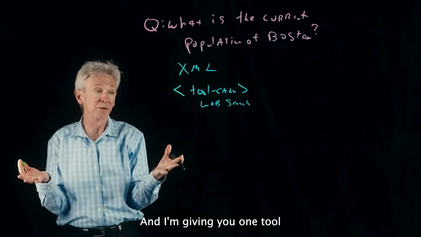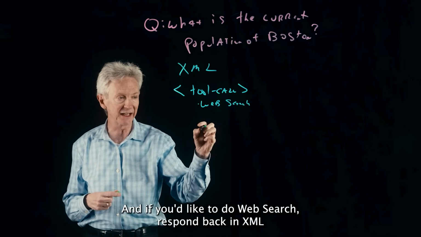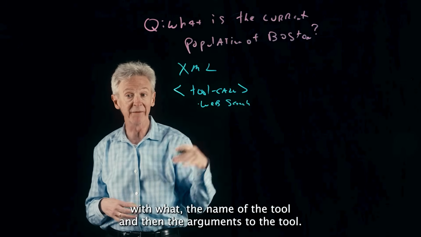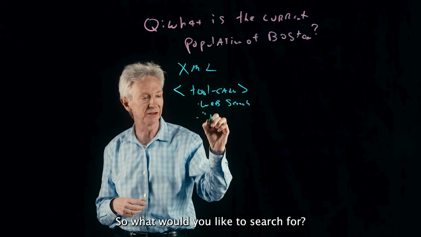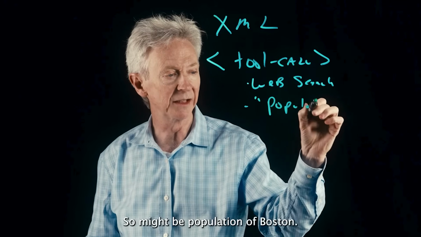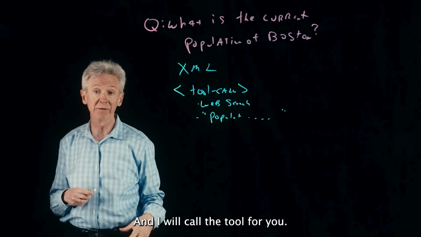And I'm giving you one tool in this case. It's called web search. And if you'd like to do a web search, respond back in XML with the name of the tool and then the arguments to the tool. So what would you like to search for? So it might be population of Boston. And I will call the tool for you.